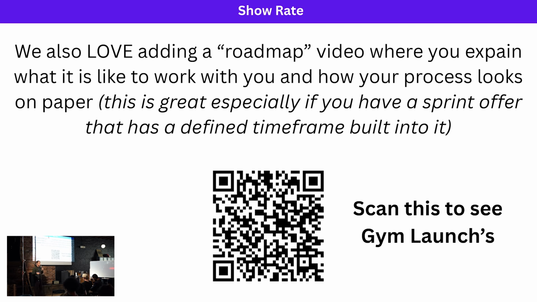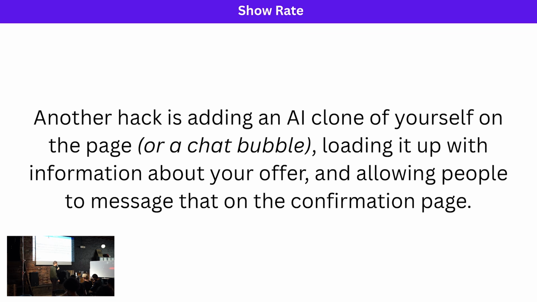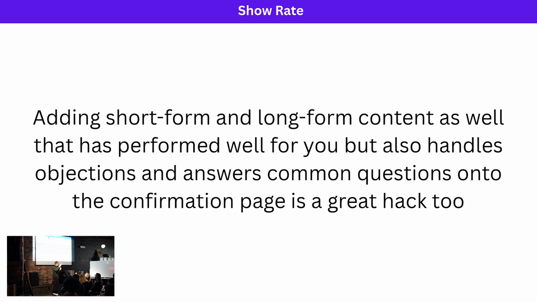Cool. Another hack is adding an AI clone of yourself on the page or a chatbot, like a chat bubble, loaded with information about your offer, allowing people to message the page to get more information about you and your offer. It just makes it easy for them to prompt it. Also add short form and long form content that's performed well for you but also handles objections, strategically placed. You can put that on the confirmation page too.